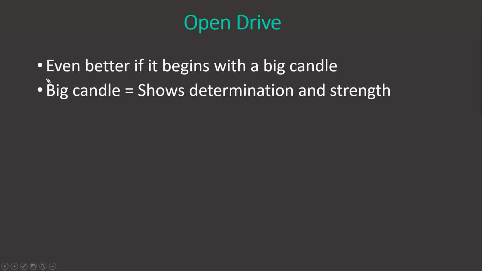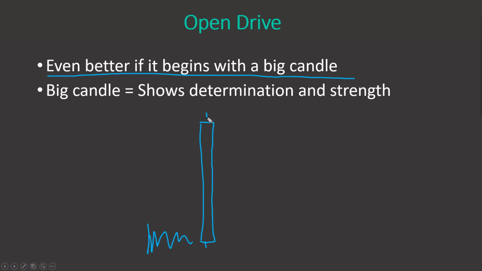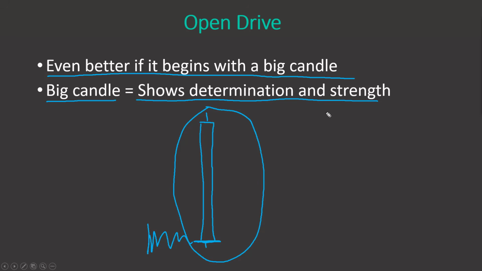Now, the open drive is even better if it begins with a big candle. That means if there's a rotation and then boom, huge candle, and it doesn't really matter if it's a candle caused by macro news. If it's a strong candle like this, then it has a strong open drive and there's a strong support, right? Because a big candle shows determination and strength. In this case, it would be determination and strength of buyers.